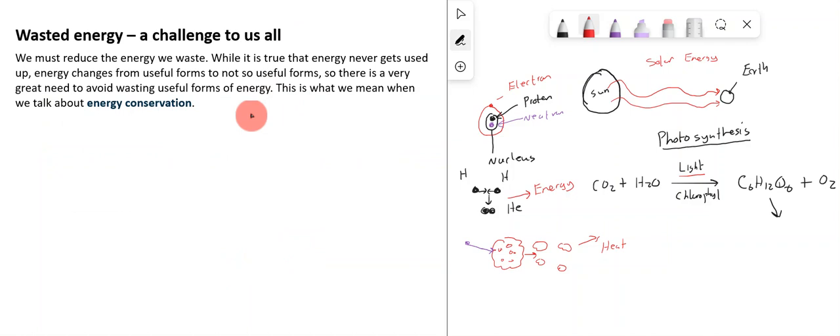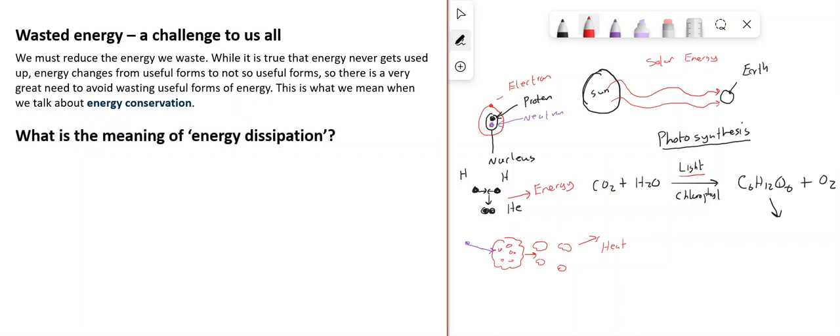What can happen then is that systems are not 100% efficient, so energy can be wasted. Wasted energy is a challenge to us all. We must reduce the energy we waste. While it is true that energy never gets used up, energy changes from useful forms to not so useful forms. So there is a very great need to avoid wasting useful forms of energy. And this is what we mean when we talk about energy conservation. It basically means that we have systems that can take the energy that's produced and use as much of it as possible.